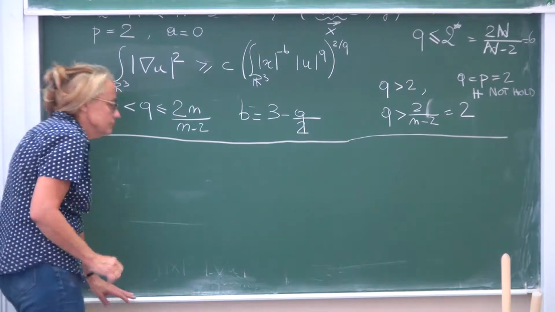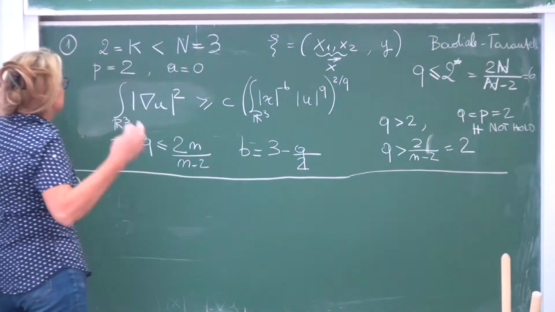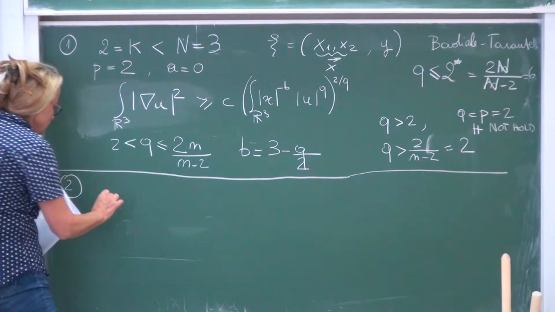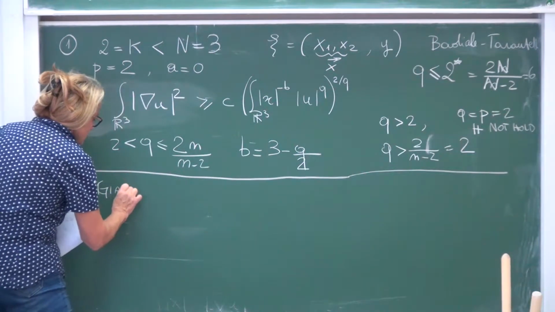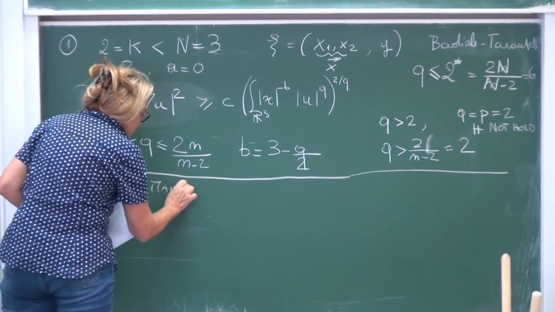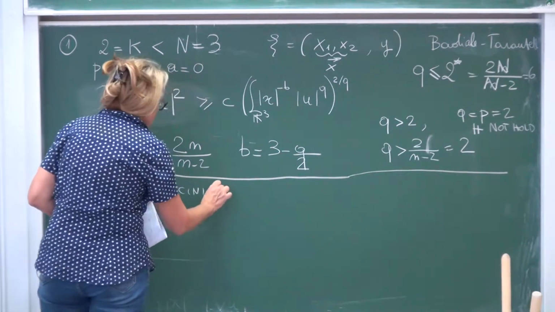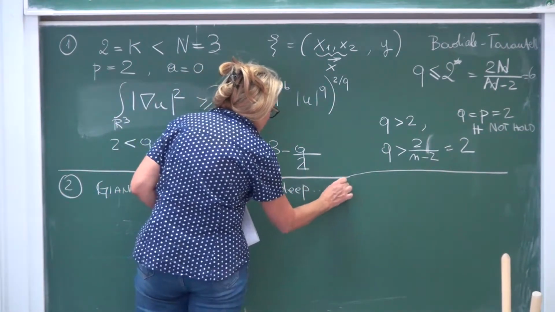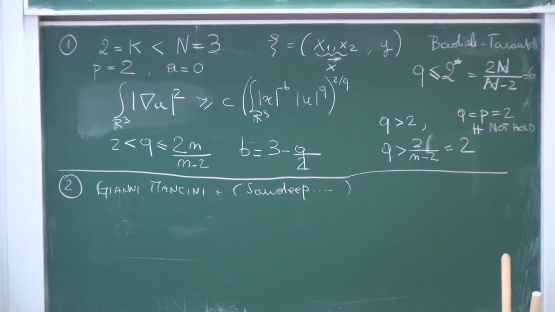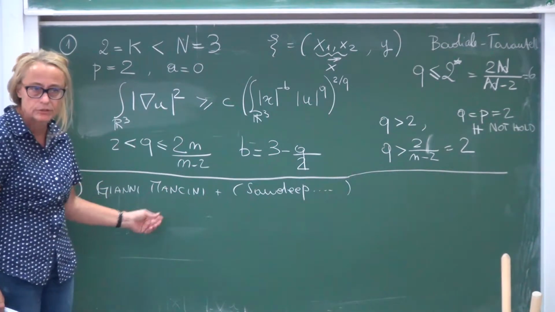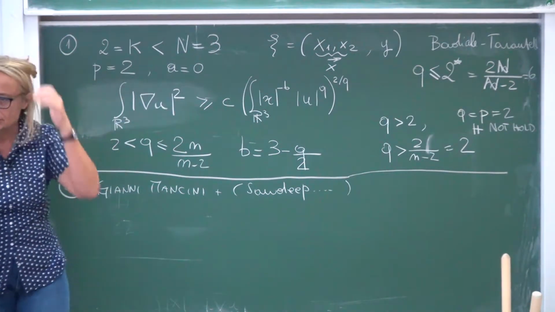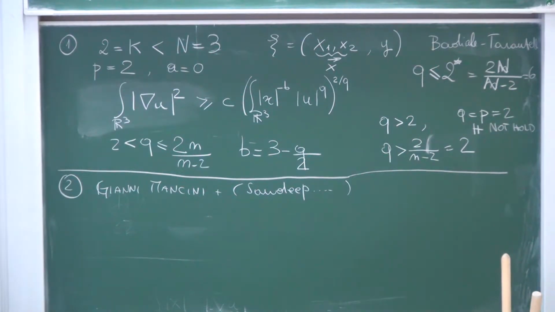Second example, a connection with a somewhat important problem with applications was pointed out by Gianni Mancini from Rome 3 and his collaborators, Sandeep, who is from Bangalore, and other people. I have to write Gianni Mancini because he had a student whose name was Gabriele Mancini. They were not relatives at all. And Gabriele Mancini is now a student at SISSA.